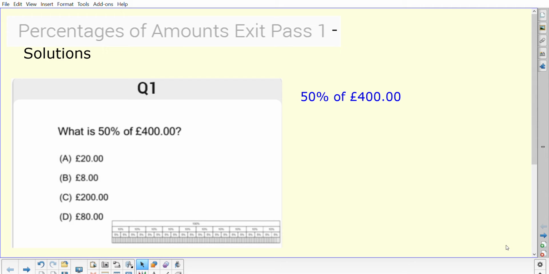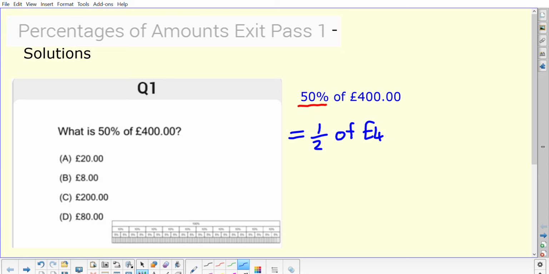So check your answers for the percentage of amounts exit pass that you did on Monday, and we're looking for you to have written your working in your jotter so that you can in fact check it. So this is all about working out percentages of, and we need you to remember and recognise if you're asked to work out 50% of something, and we'd expect you to know that that's the same thing as a half of something.